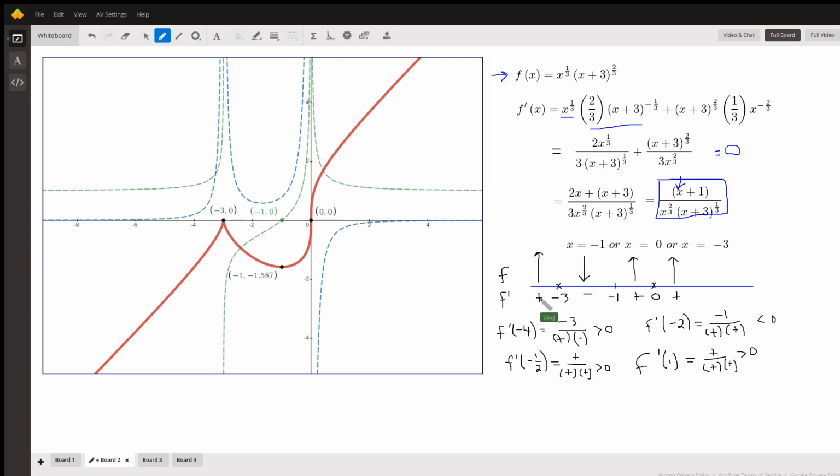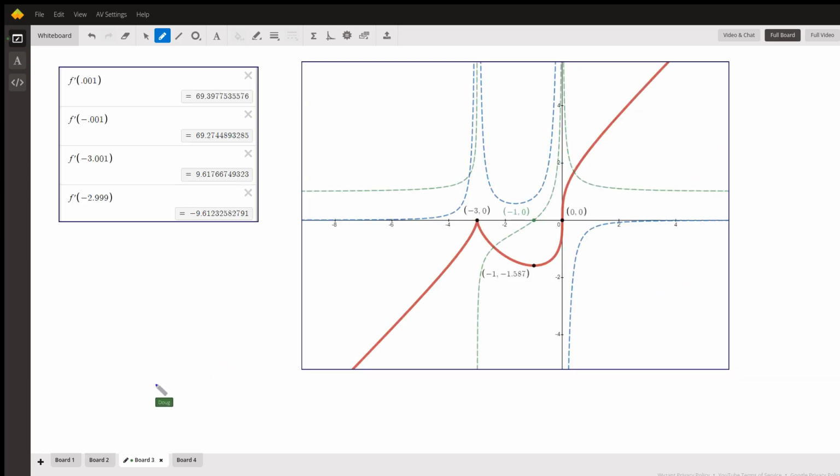So derivative positive, function increasing, derivative negative, function decreasing. That means there's some kind of local maximum at -3. And if you put -3 into the original function, you'll see you get a 0. And there's a relative minimum here. But there isn't one at 0, 0 because the function doesn't change from increasing to decreasing. I'll make note of the fact that this is what's called a vertical cusp here.